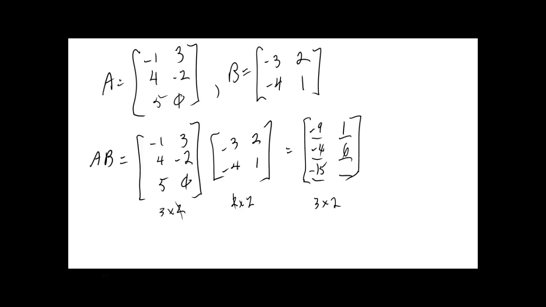Third row, second column. That gives you 10. So that gives you 10. You just multiplied your first pair of matrices. Okay? Do you see how that works?